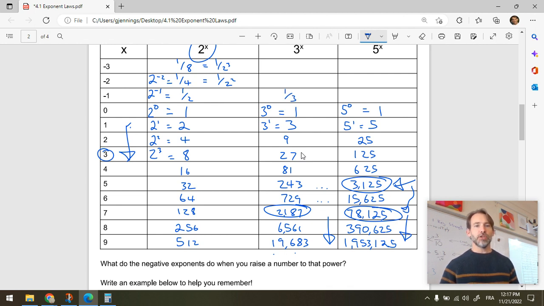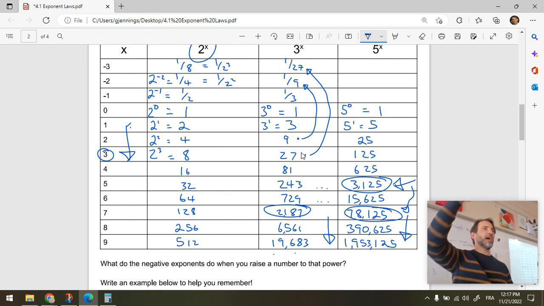And then 3 to the negative 2, well, that's going to be 1 over 9. And 3 to the negative 3 is going to be 1 over 27. Notice that it just takes this number here and puts it on the bottom of the fraction. You could use that idea to extend your table to the negative 9 if you wanted to, but you don't really need to do that. Just need to be aware of what's happening here.